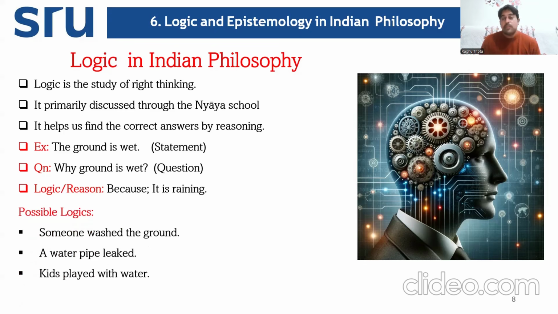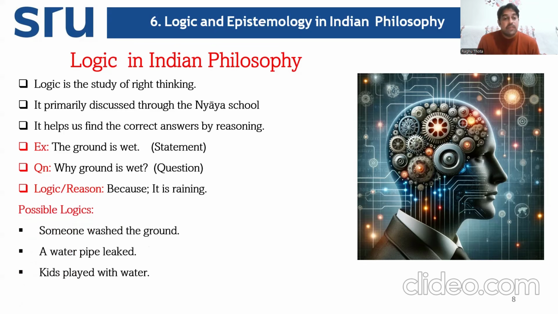There are some other possibilities also. Someone might have washed the ground. Because of that, the ground is wet. A water pipe got leaked. Maybe because of that, the ground is wet. Kids might have played with the water. That is the reason the ground is wet. There are many possibilities. This kind of thinking is called logical thinking, so that you can come to the right conclusion and identify the right truth behind it.